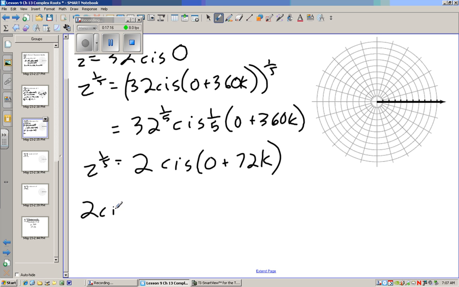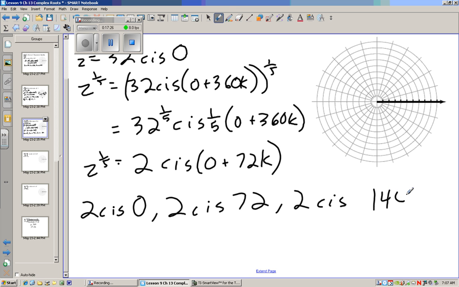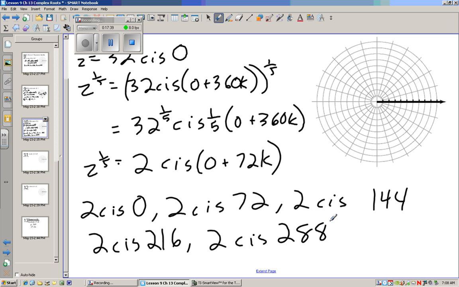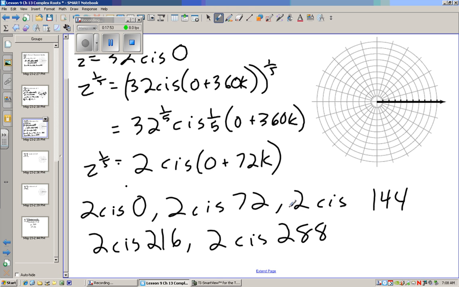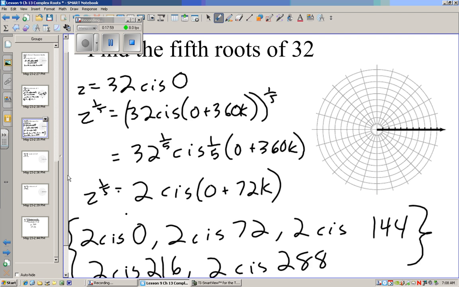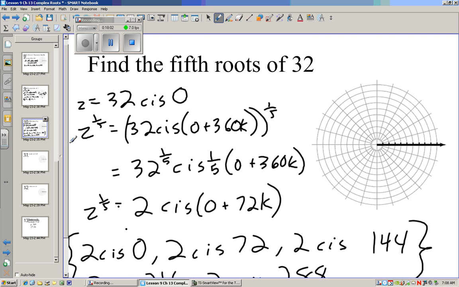So it'll be 2 cosine plus i sine 0, 2 cosine plus i sine 72, 2 cosine plus i sine 144, 2 cosine plus i sine 216, and 2 cosine plus i sine of 288. And then if I add 72 to that, do I get back? I'm hoping. Yep, that's good. That means I did my math right. All right, so here are all of the possible fifth roots of 32.